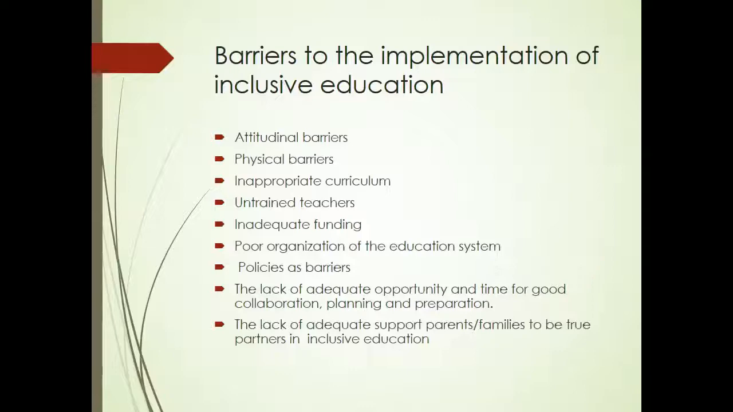Inadequate funding, so much less funding going to education to improve services. We still have learners in tents and so on. Poor organization of the education system. So there's no consistency. Today people say this, tomorrow they say that. So all that can affect the implementation of inclusive education. Policies as barriers. And lack of adequate opportunity and time for good collaboration. Lack of adequate support from parents. Sometimes parents just don't want to be involved in anything.